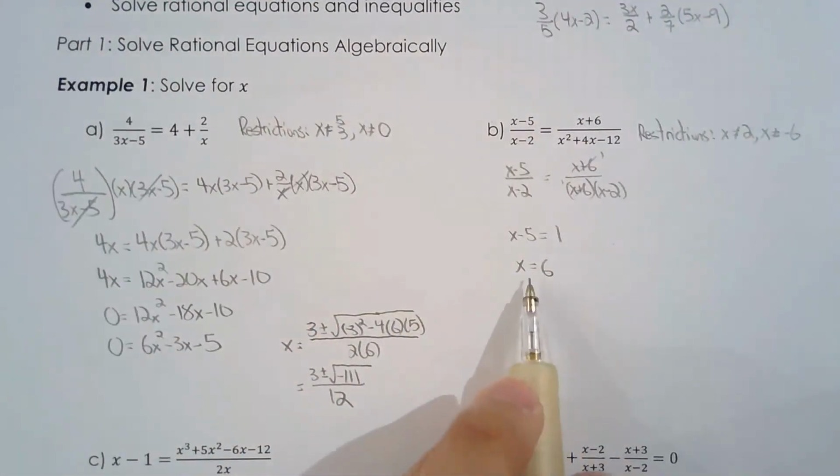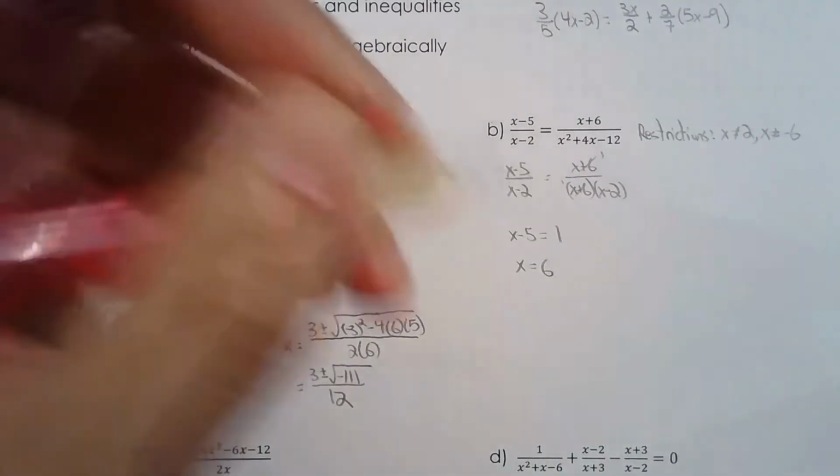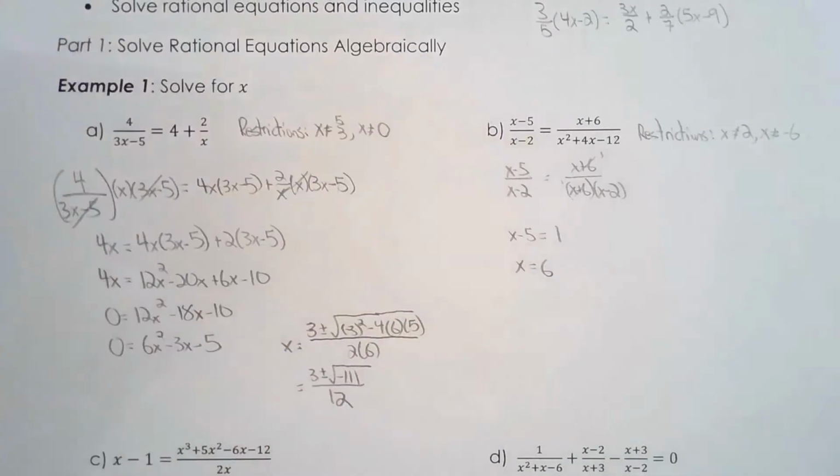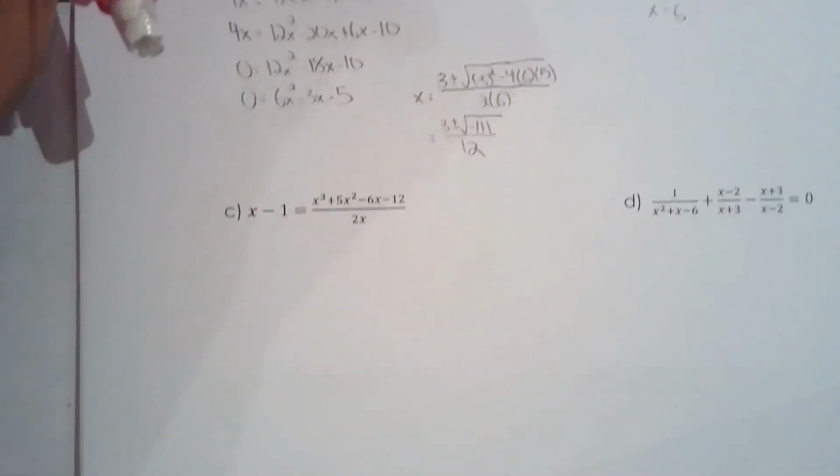So 6 is a beautiful solution to this equation. How can I double check? I can take it and sub it into our original equation, and you'll see left side equals right side, just like you would check any other equation. All right, good stuff. Let's keep going.